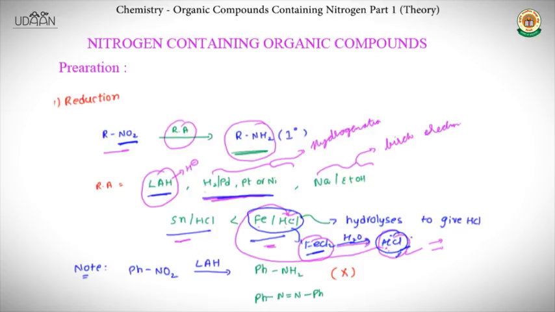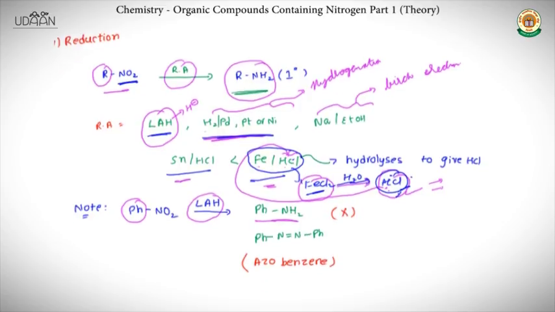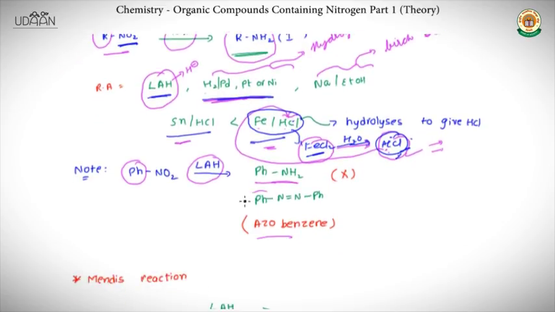Now, here you have used R. If you change it to this and you have treated with a reducing agent, lithium aluminum hydride, you are not going to get this primary amine. Instead, you are going to get an azobenzene. This is what you have to remember and keep in mind.